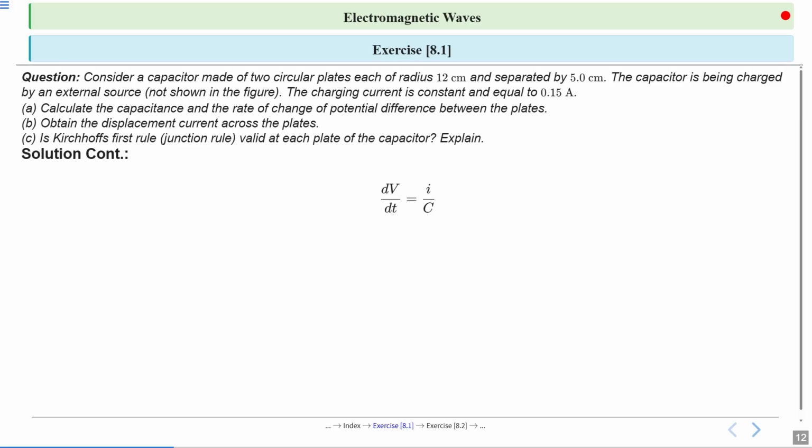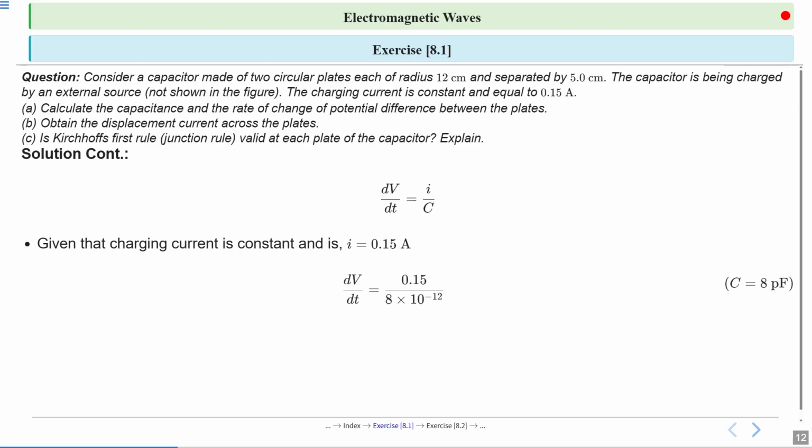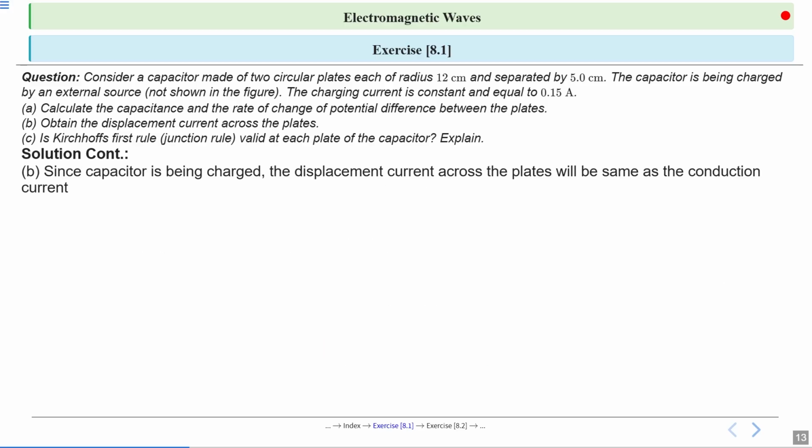So dV by dt is equal to I by C. Given that the charging current is constant, that is I equal to 0.15 ampere, dV by dt is equal to 0.15 upon 8 into 10 to the power minus 12, that is 8 picofarad. So dV by dt is equal to 1.87 into 10 to the power 10 volt per second. So the rate of change of potential difference with respect to time is huge. It is of the order of 10 to the power 10. Okay, huge value. B part.